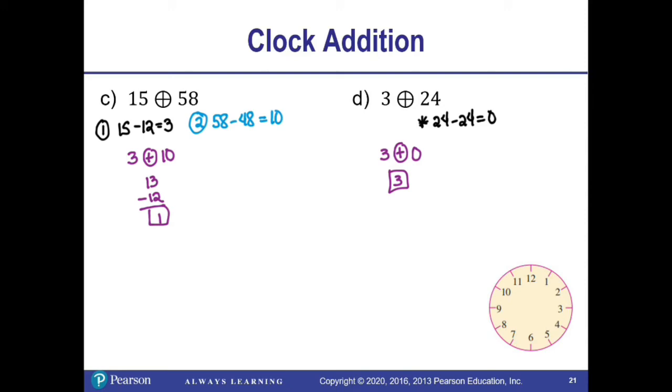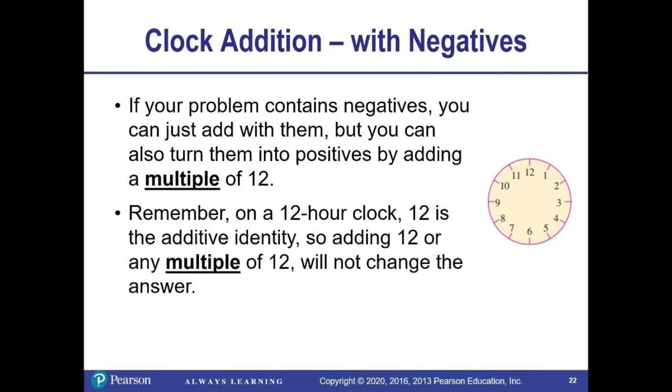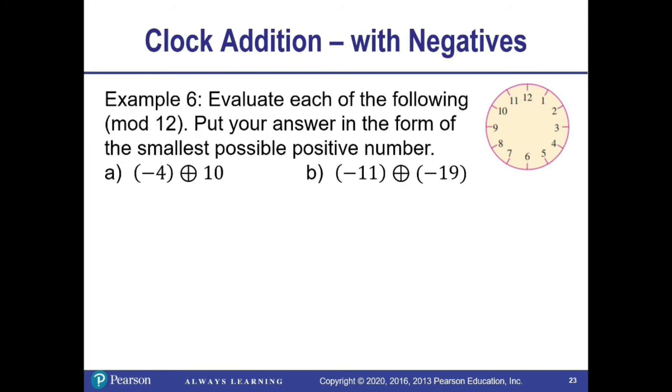If your problem contains negatives, you can just add with them. And you can turn the negatives into positives by adding a multiple of 12. On a 12-hour clock, 12 is our additive identity, so adding 12 or any multiple of 12 doesn't change our answer. Part A. Negative 4 plus 10. Well, that's 6, so I'm not going to do anything special for that one.